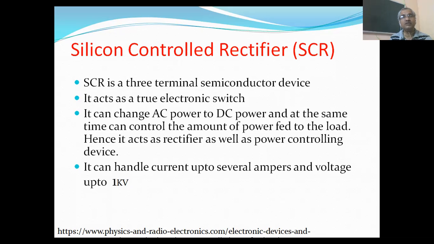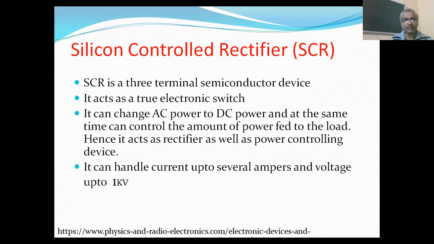So it is a three-terminal device. SCR is a three-terminal semiconductor device. It acts as a true electronic switch. True electronic switch means, as soon as the voltage is applied to one of the terminals of the SCR, it can be turned on and off. So there is no time delay in switching the on and off conditions of the silicon controlled rectifier. The switching is very fast in case of SCR. Therefore, it acts as a true electronic switch.